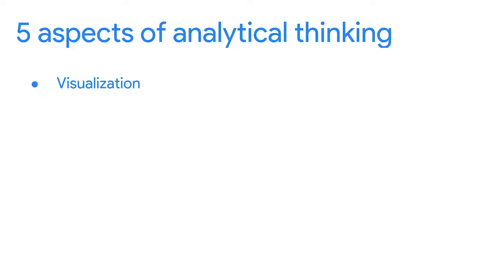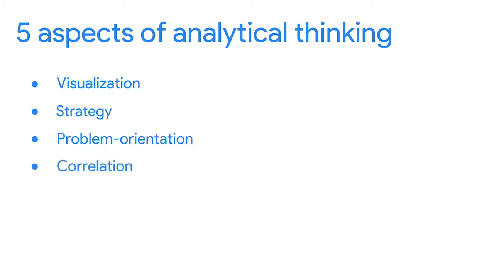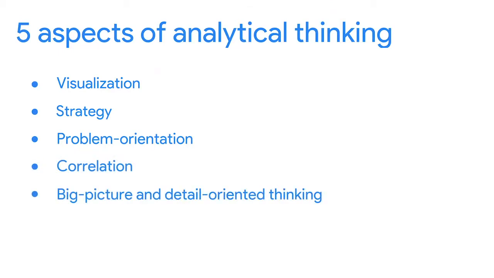Let's recap what we've learned about analytical thinking so far. The 5 key aspects are visualization, strategy, problem orientation, correlation, and using big picture and detail oriented thinking. And we've seen how you already use them in your everyday life.